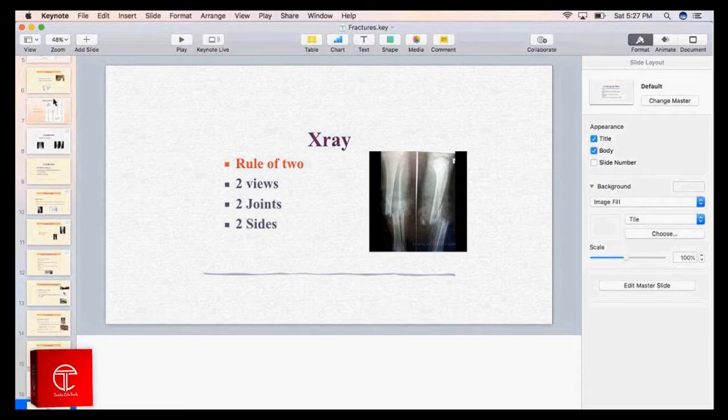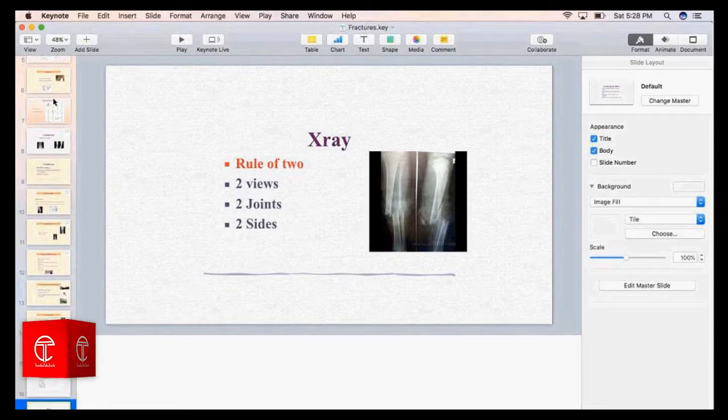That is two views. Two joints means you should always ask for an X-ray with the joint above and the joint below, because you should anticipate a subluxation or a dislocation or an intra-articular extension of the fracture line into the nearby joint. And it is advisable to take the normal or the opposite side, because sometimes you may have to compare the opposite side.